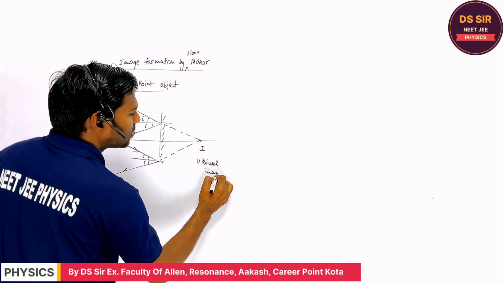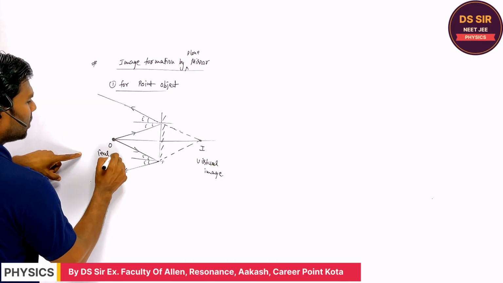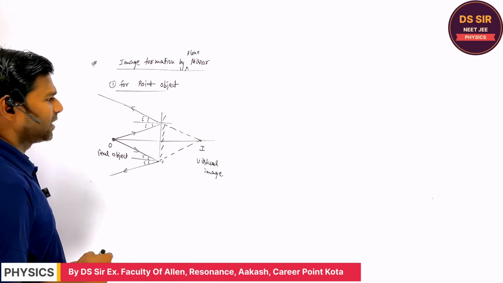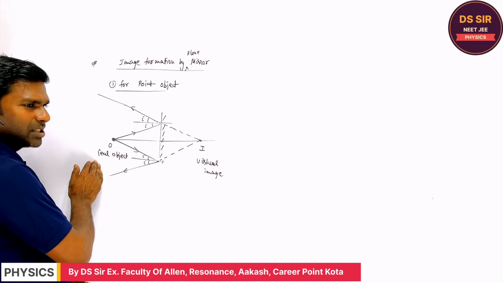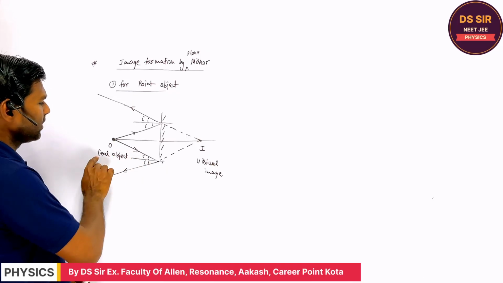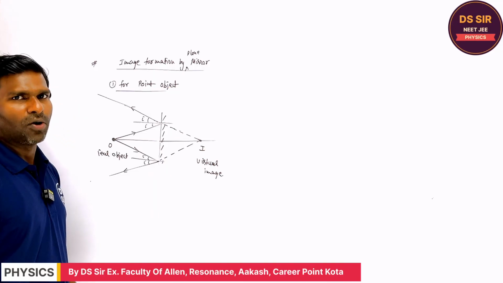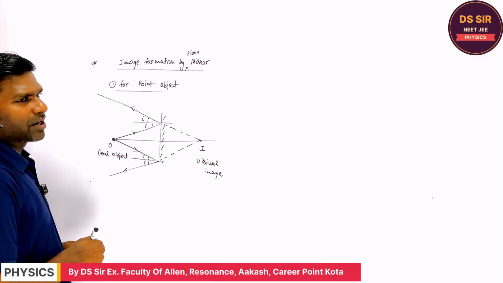Is it clear or not? And this object is the real object, and I am talking first about the point object. Point means the source of light. Is it clear or not? If the source is kept in front of the mirror, then it is called the real object, and its virtual image is formed behind the mirror by doing this ray diagram, right?